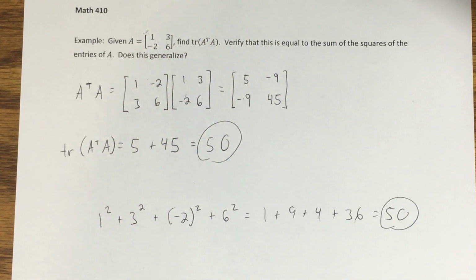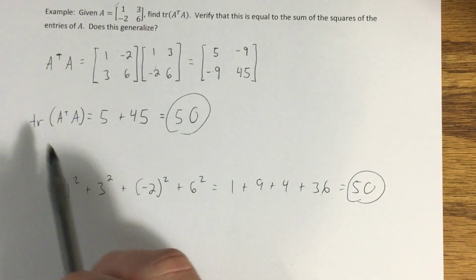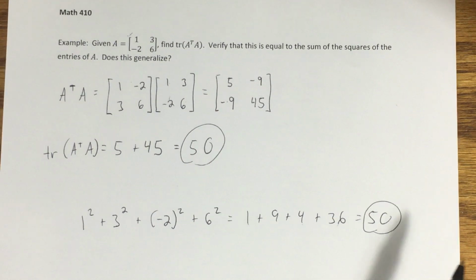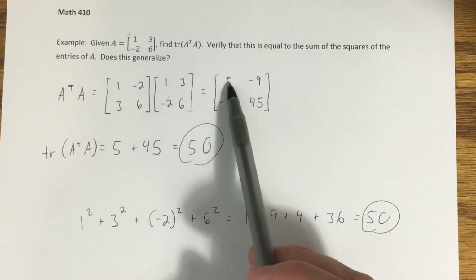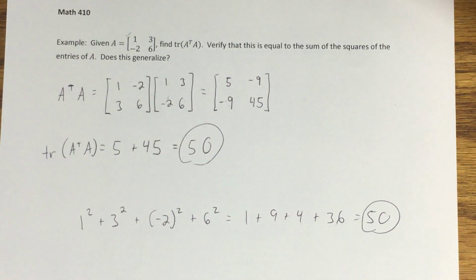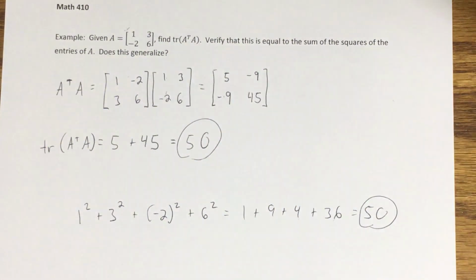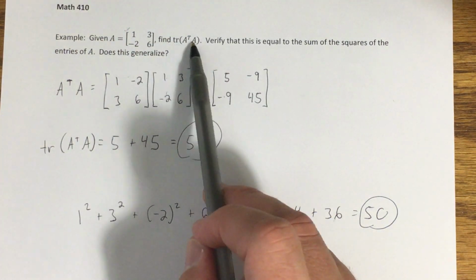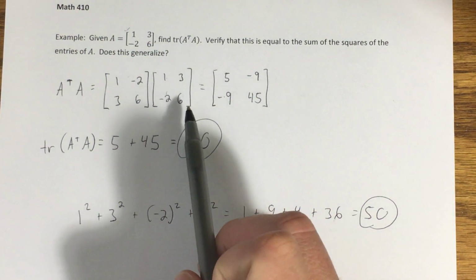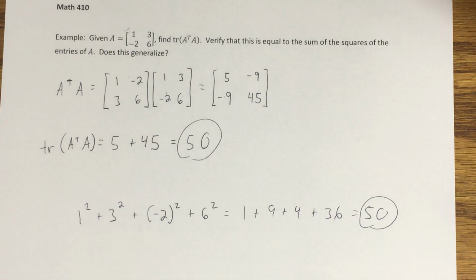Interesting. Is that a coincidence, that the trace of A transpose times A gave me the same number as the sum of the squares of the entries of the original matrix A? Well, no. In fact, that's always going to happen. It says, does this generalize? I'm not going to tell you why, but that's actually an important application of this specific pair of operations, the trace of A transpose times A. I'm going to let you think about that.